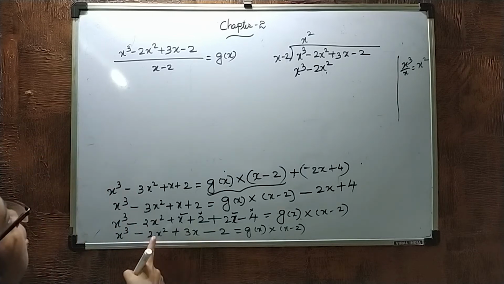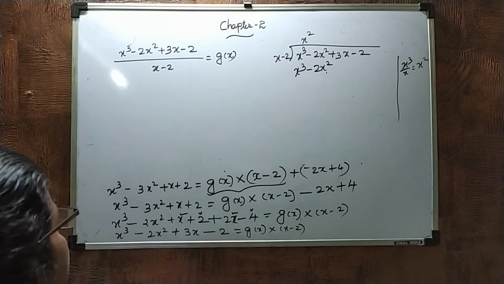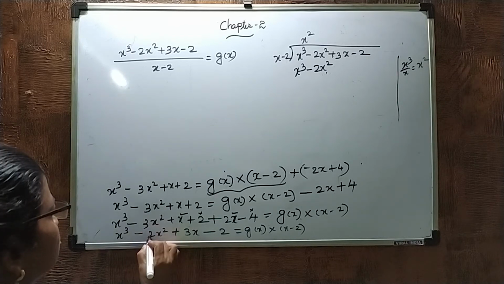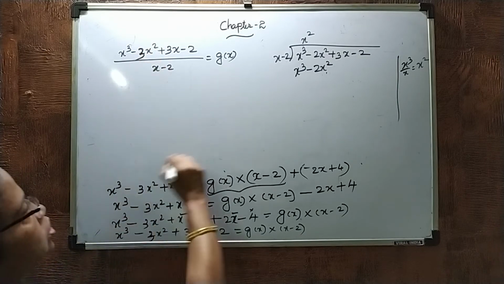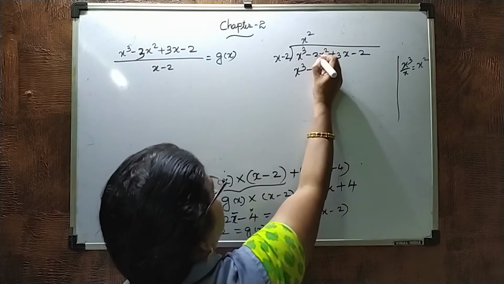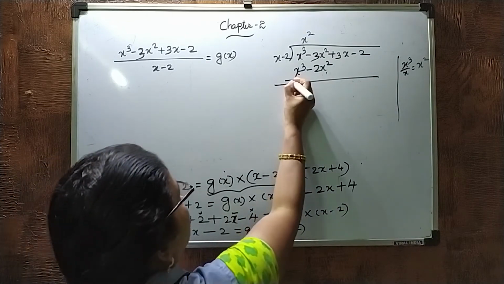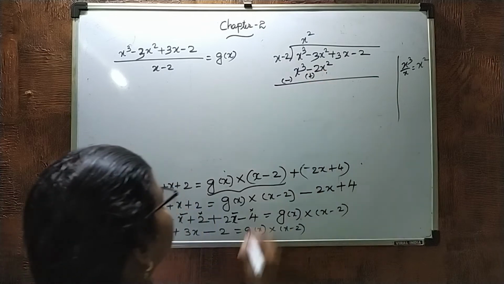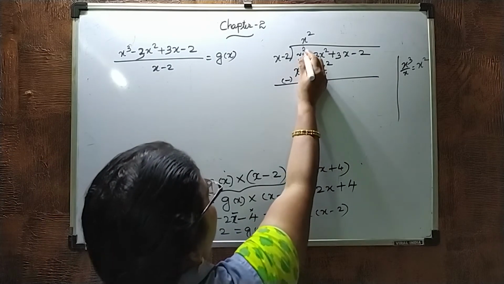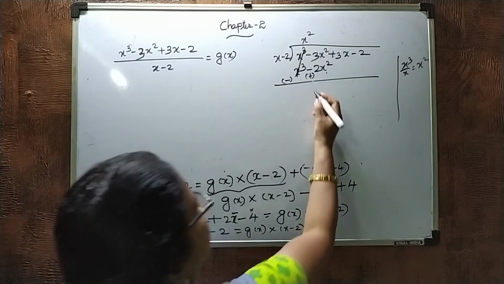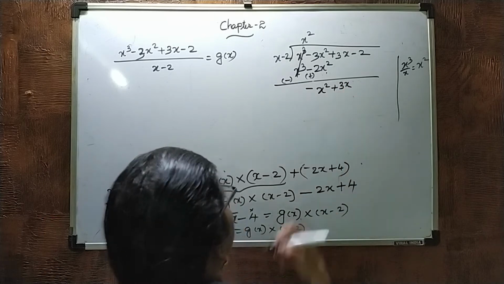Here it is x cube minus 3x square, it is not 2x square, it is 3x square. So here also it is minus 3x square. Okay, so add the inverse and add. So here x cube and minus x cube cancelled. Here it is minus x square plus 3x.